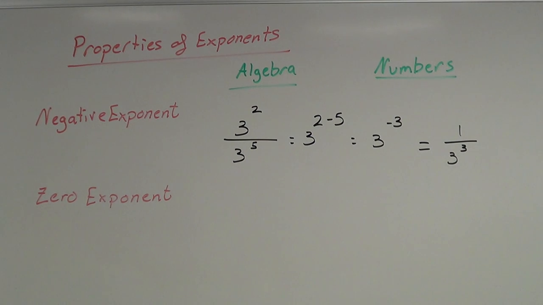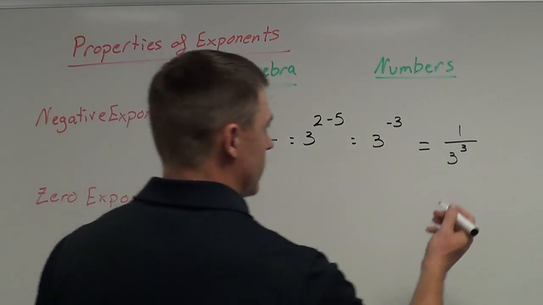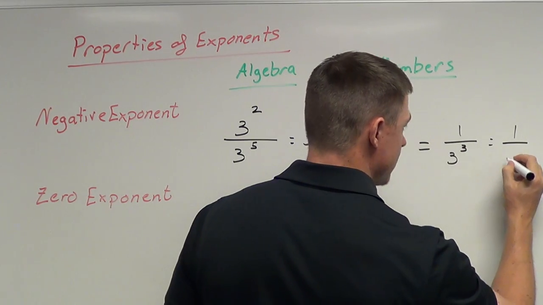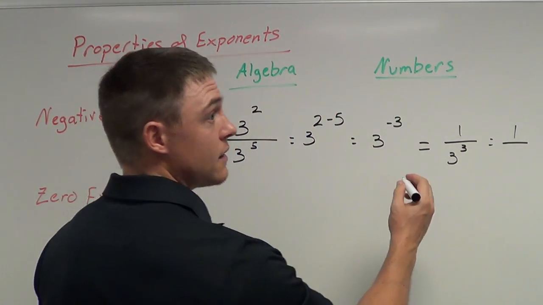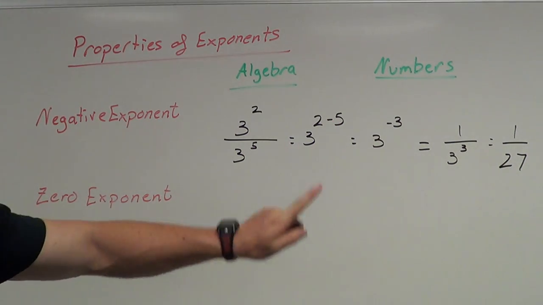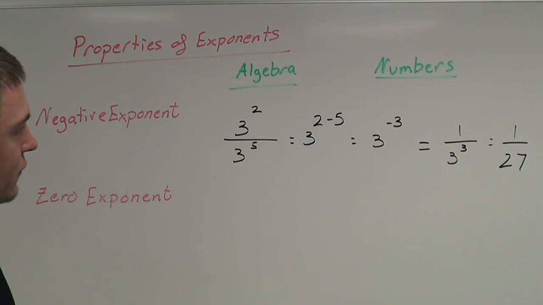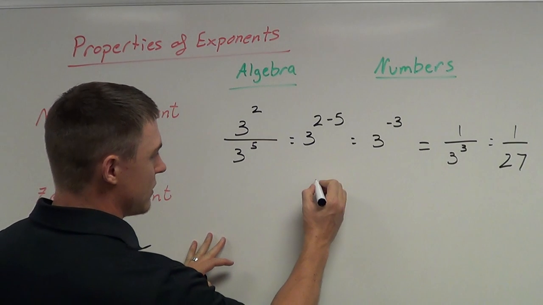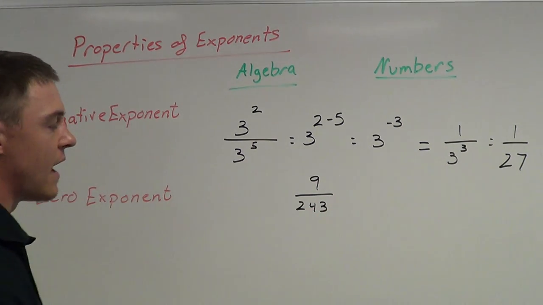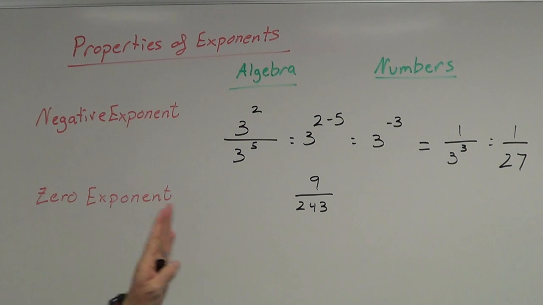So I have 1 over 3 to the third, which is actually going to be 1 over 3 times 3 is 9, times 3 is 27. Now, earlier I actually wrote out this fraction. Beforehand, it was 9 over 243, and I mentioned that fraction reduces. So actually, let's reduce that fraction.